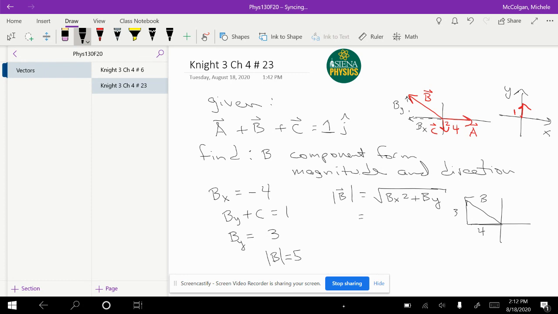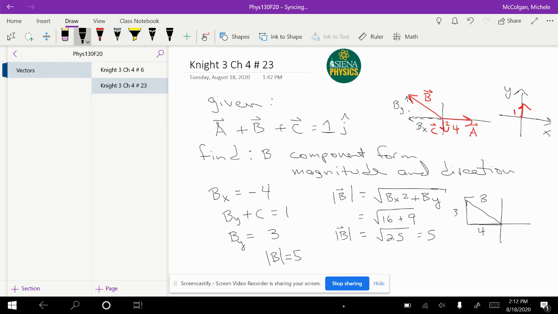If we plug this in, we have Bx squared. Bx is negative 4, so Bx squared is negative 4 squared, the same as 4 squared, so that's going to be 16. And then By is 3, so By squared is going to equal 9. And so that's equal to the square root of 25, and so the magnitude of B is equal to 5. So that matches. Well, what about the angle?